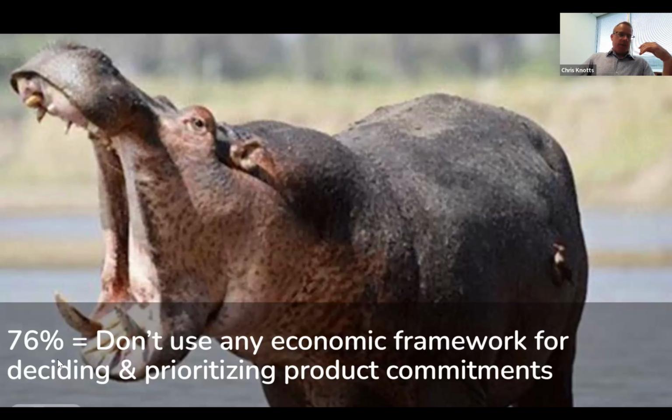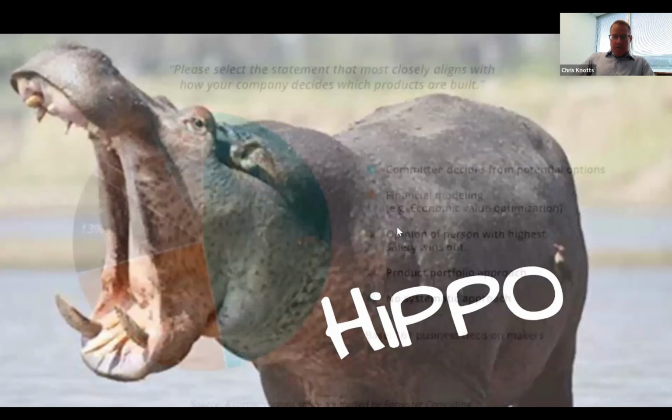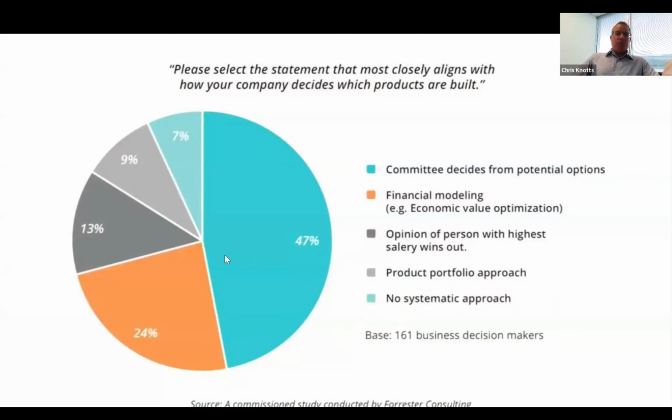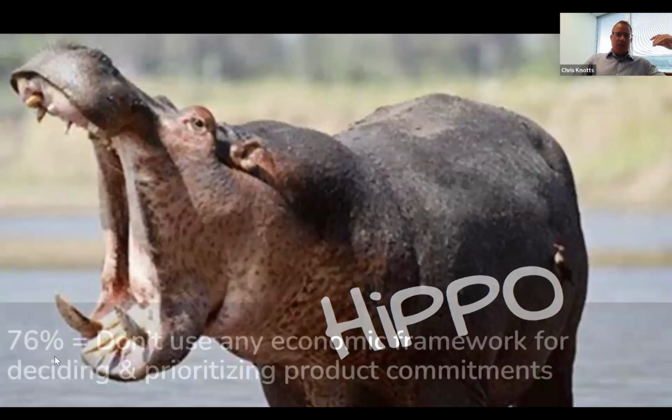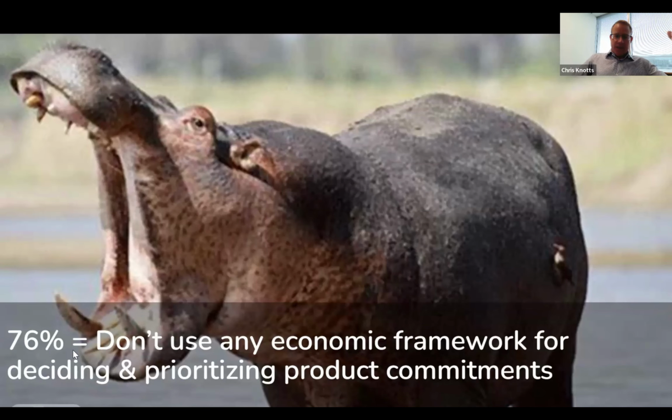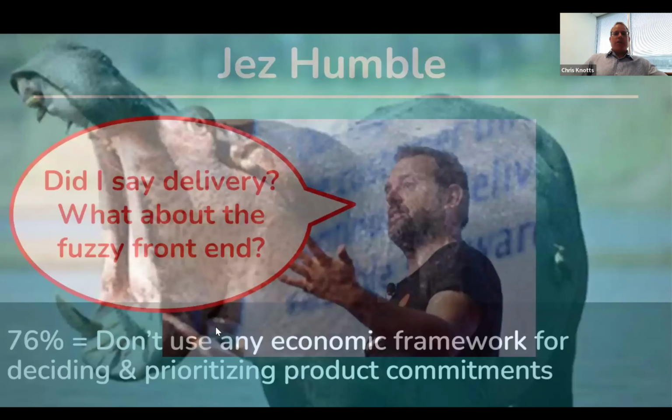Actually, sorry, if I go back here now, product portfolio approach. That may or may not have an economic modeling component, right? So we're basically left with very little economic modeling to make these decisions. So basically, at the time this study was conducted, 76% didn't use any economic framework for deciding and prioritizing product commitments. When you put it in those stark terms, it seems pretty mind-blowing, right?